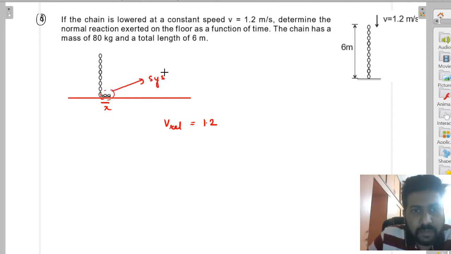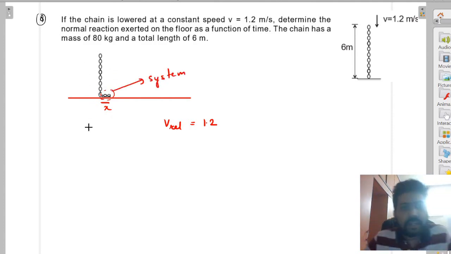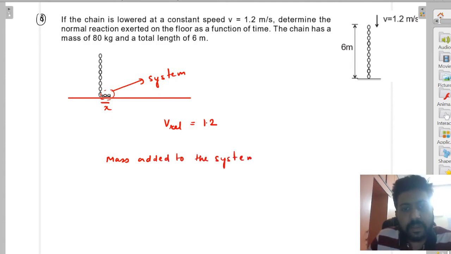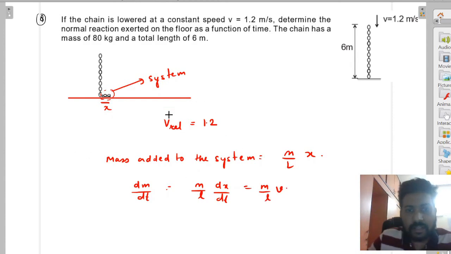So this is the system, and mass is continuously getting added to it. The relative velocity is a constant. If you want to find the thrust force, the mass added to the system is m by L multiplied by x. So the rate at which mass is added to the system is m by L dx by dt, that is m by L into v. So that is v relative.